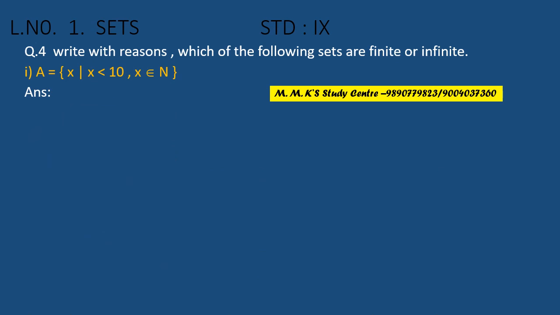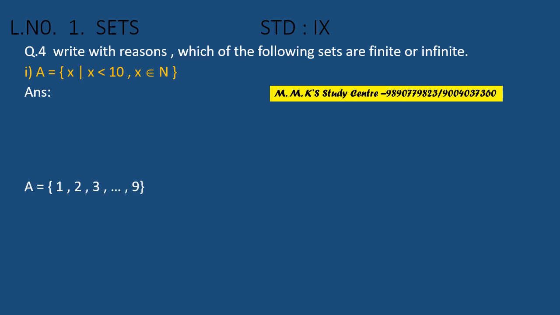Question number 4, main question 4. Write the reasons which of the following sets are finite sets or infinite sets. Finite sets are those sets in which elements or members are countable, and infinite sets are those in which members or elements are uncountable or not countable.